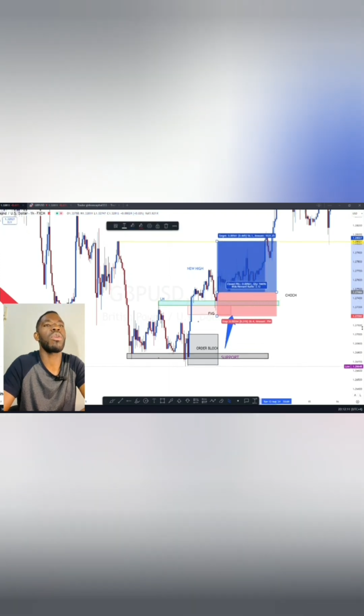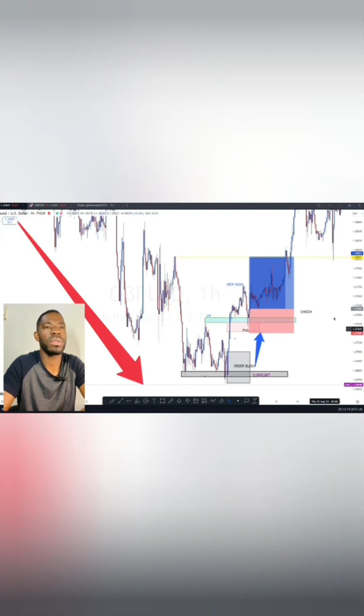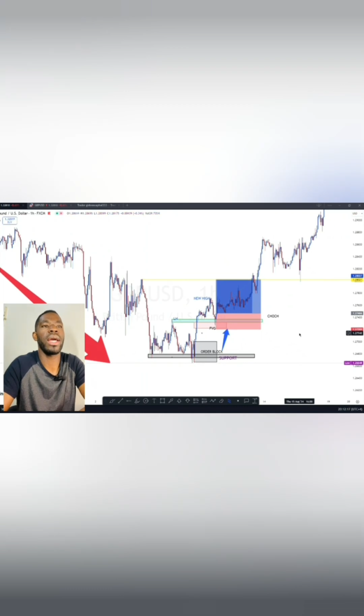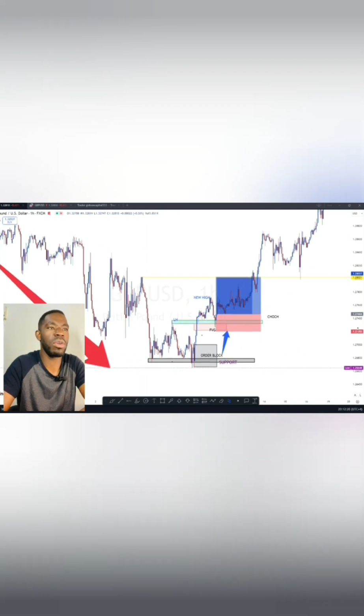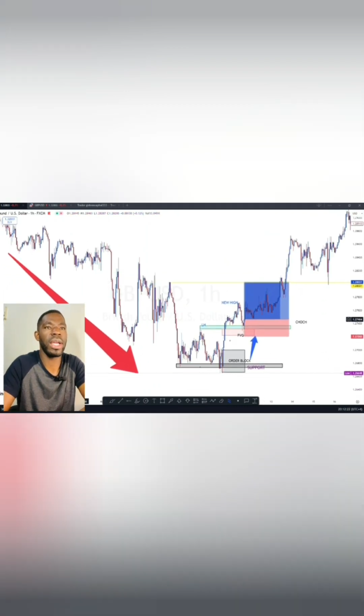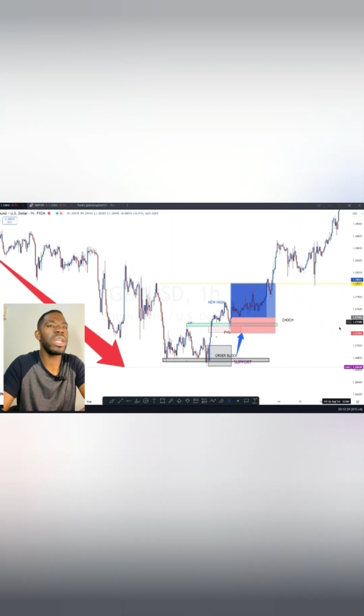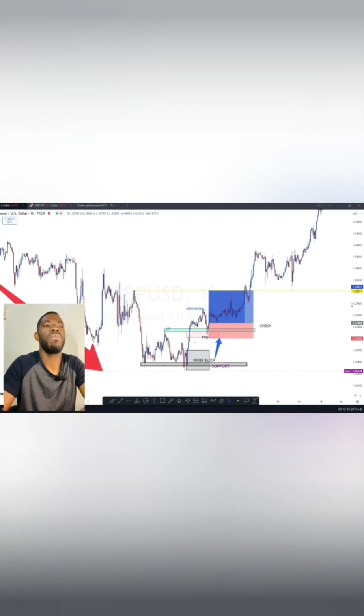So this is what I would be looking at. You can take a screenshot of this and study it in your own free time. In a downtrend, this is what you'll be looking at. This is a very comprehensive strategy based on ICT concepts, which you can apply in your trading, and you will be a winner.